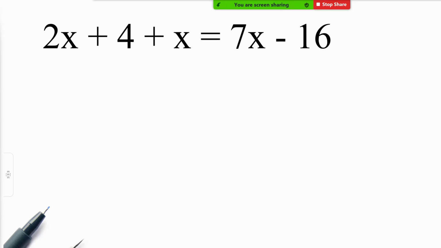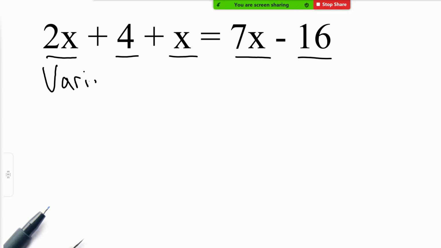Okay, here's our problem for today. Now, you start by writing down the problem: 2x plus 4 plus x equals 7x minus 16. Now, a term is each of these items. Okay? A term can be either a variable or a constant.